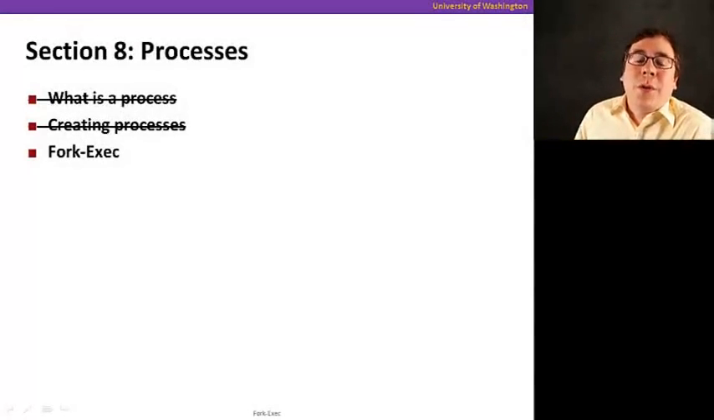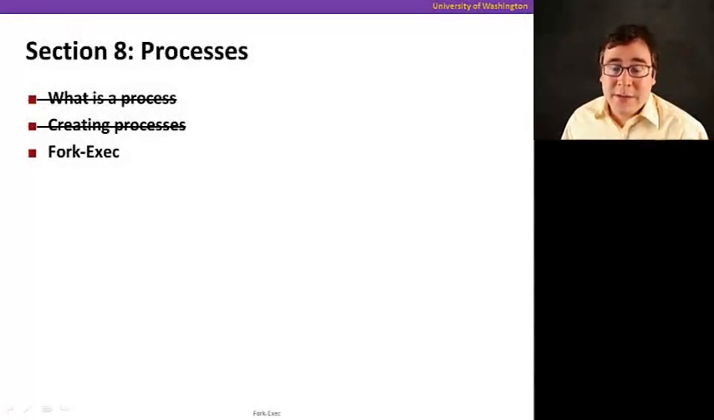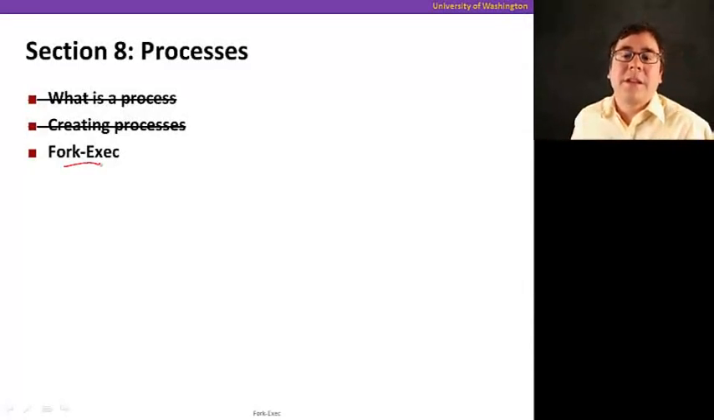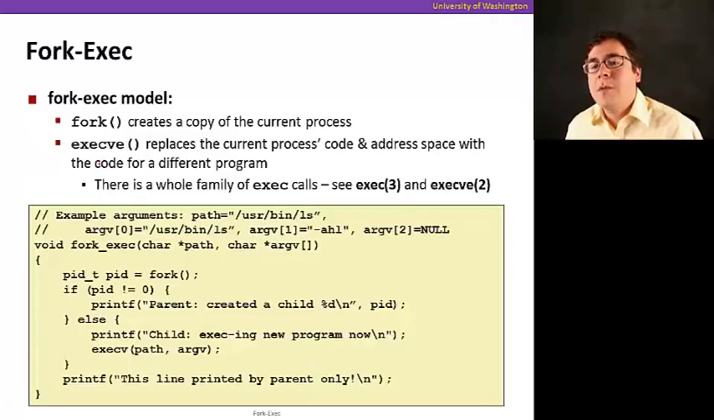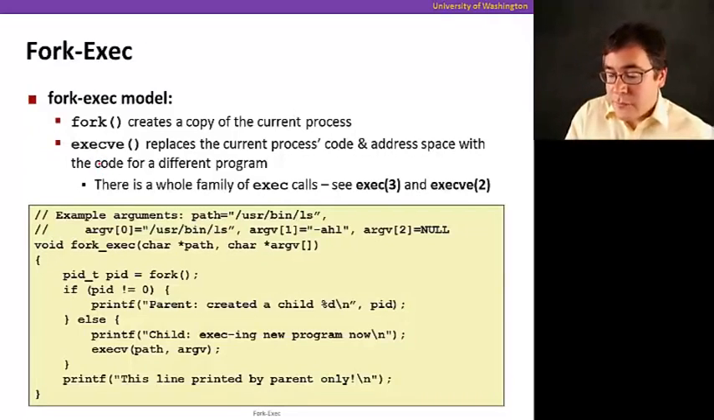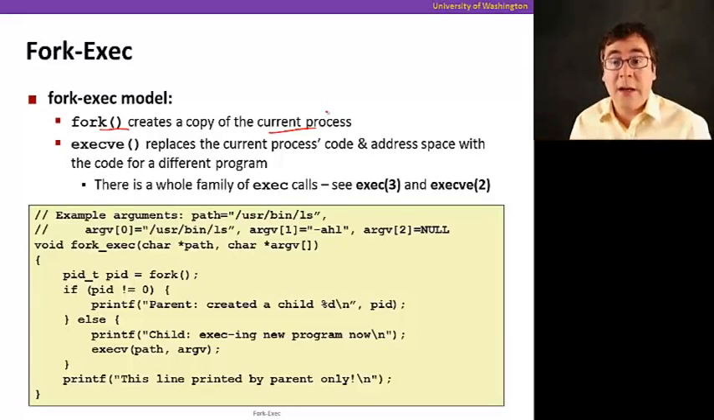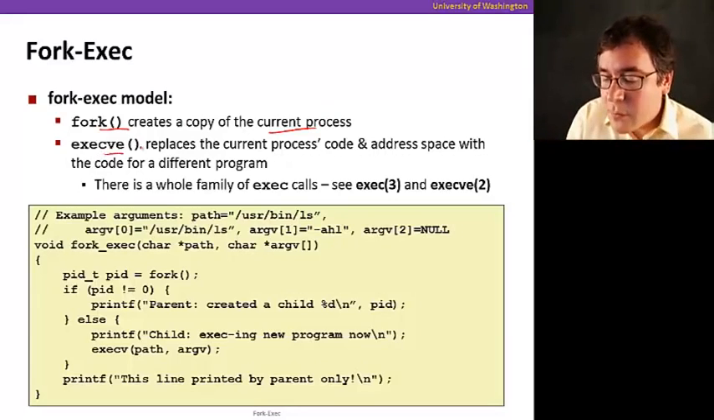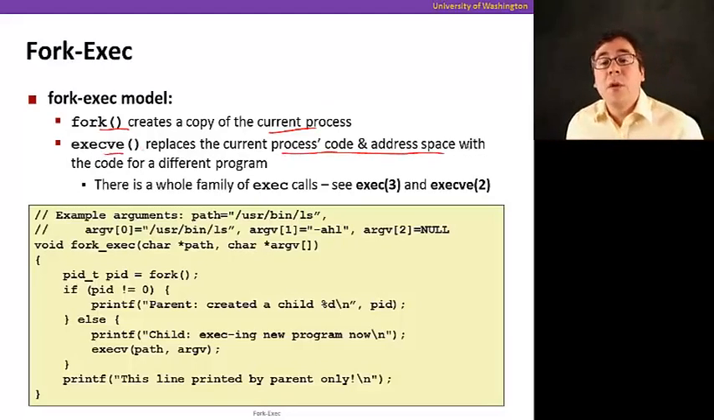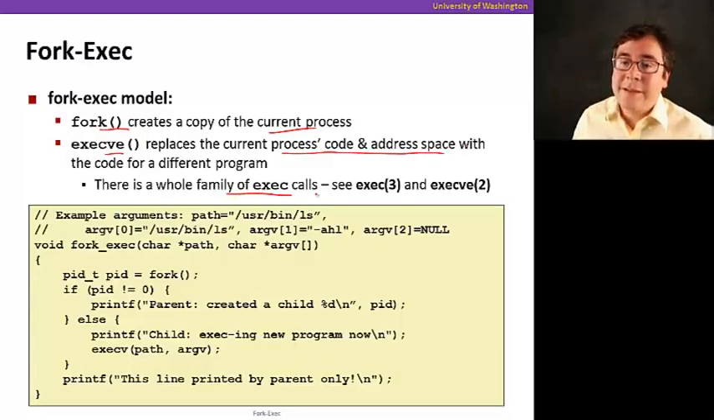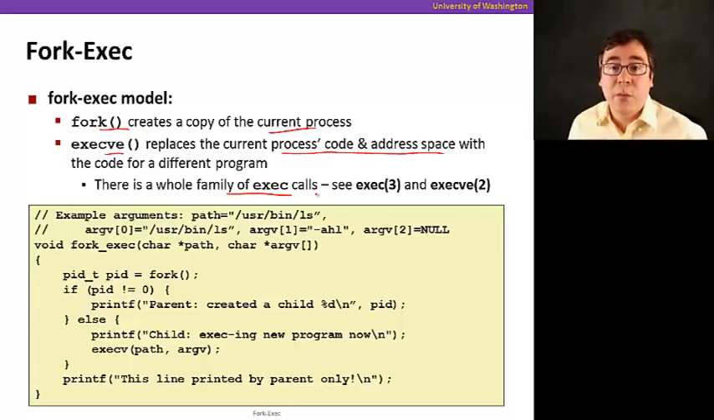Now that we know what a process is and how to create processes, let's see how we do interesting things with processes. I'm talking about this fork exec model. As we saw before, fork creates a copy of the current process, the process that called fork, and execv is going to replace the current process code and address space with the code for a different program. In fact, there's a whole family of exec calls. I encourage you to explore them.